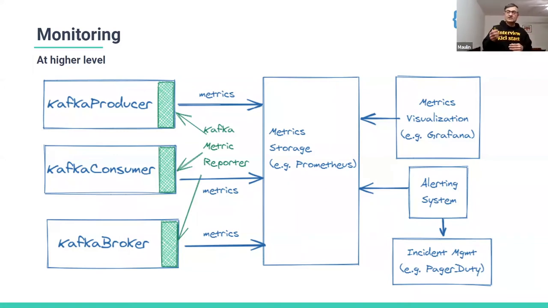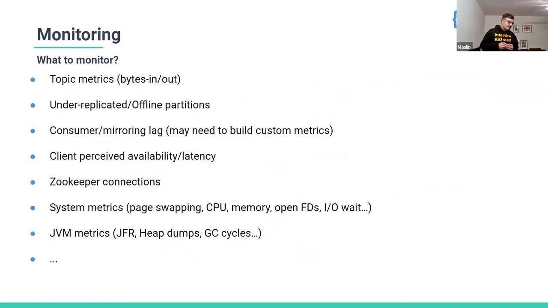So you need to really focus and figure out what you really need to monitor. The next slide highlights some of the areas where you need to pay attention, but not all. Depending upon your context, you could have some more or some less. So there is topic metrics, there is URP, which is under-replicated partitions, offline partitions, and consumer or mirroring lag in terms of how far behind you are, that is, when data is actually available for consumption.